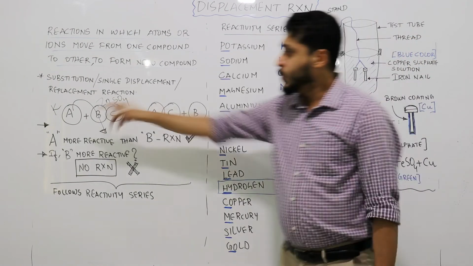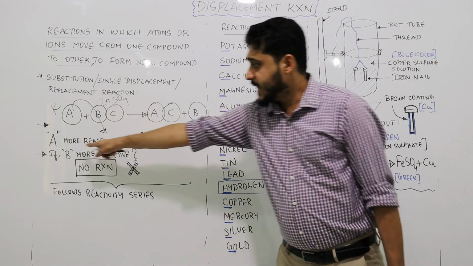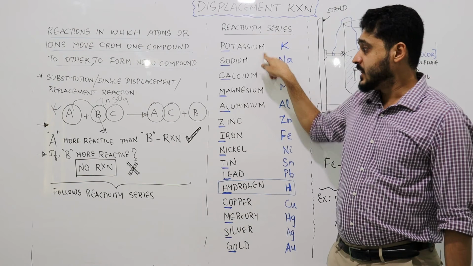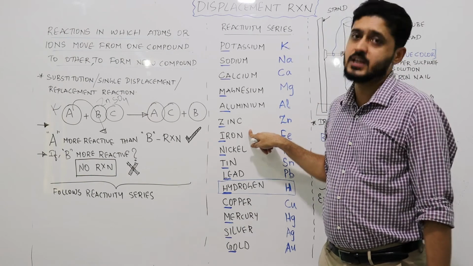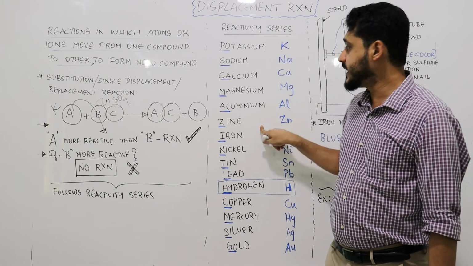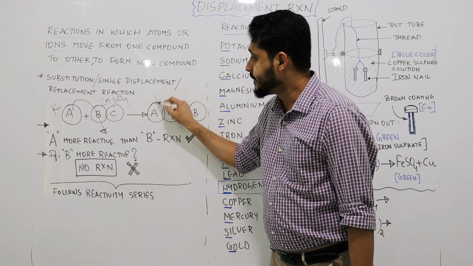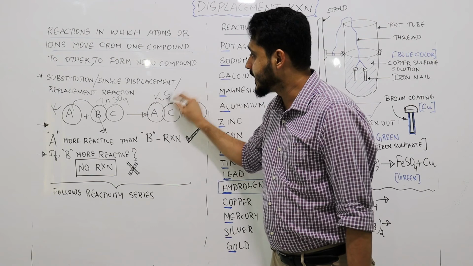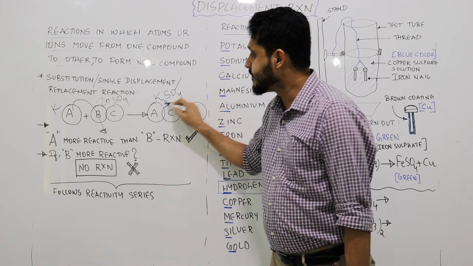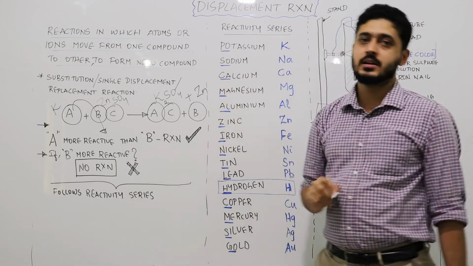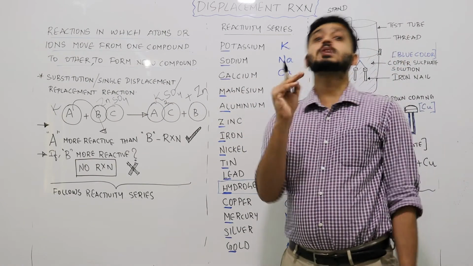Okay. Now, I have written here, if A is more reactive than B, then the reaction takes place. Now potassium, is it more reactive than zinc? Yes. Potassium is more reactive than zinc, so the reaction will take place. And what will you get here? A will be potassium, you will get potassium sulfate, and zinc will get displaced.